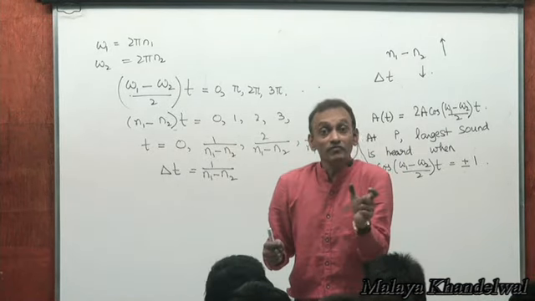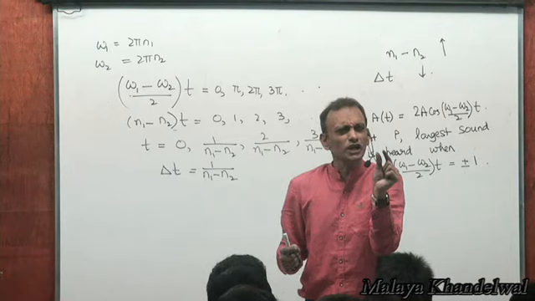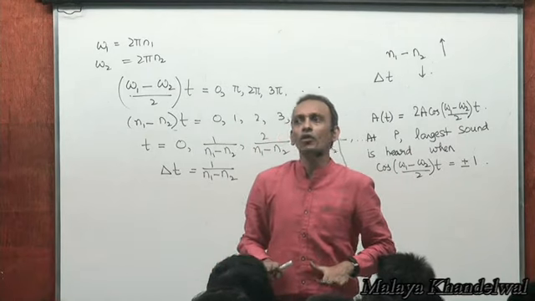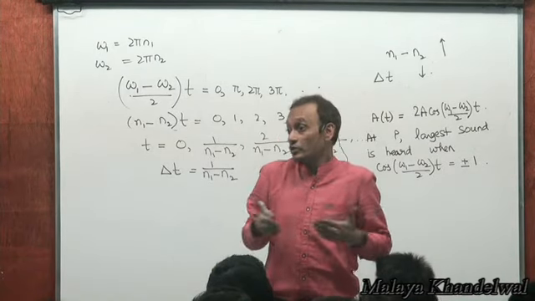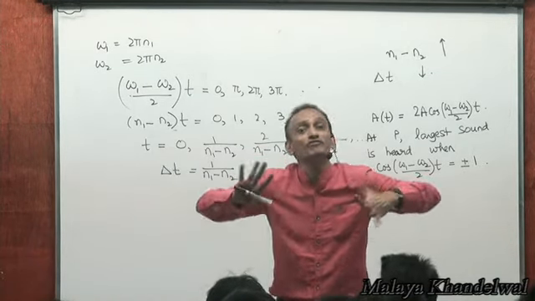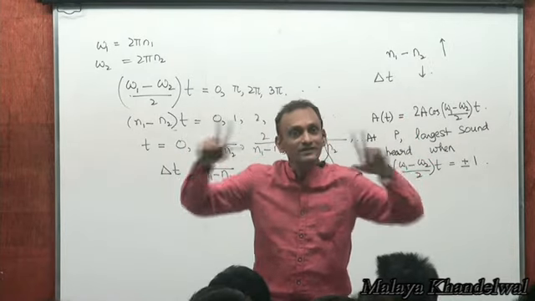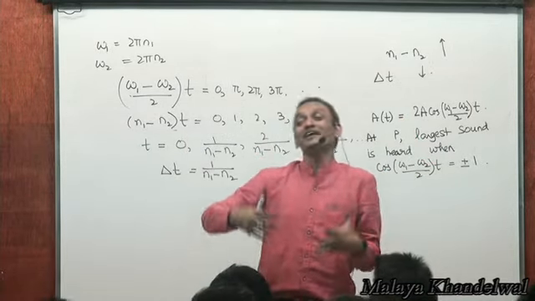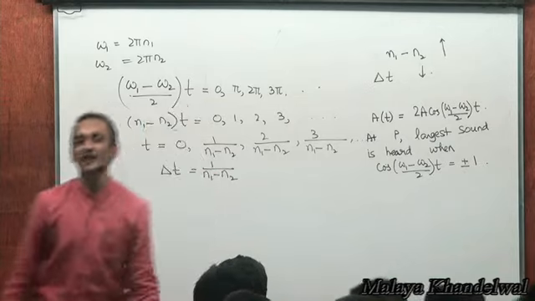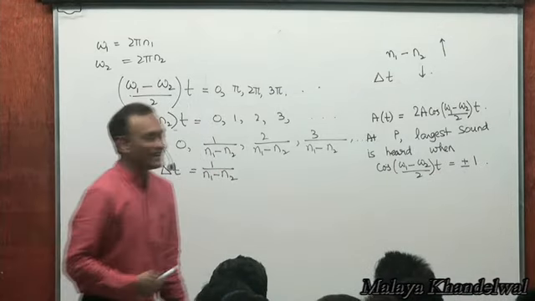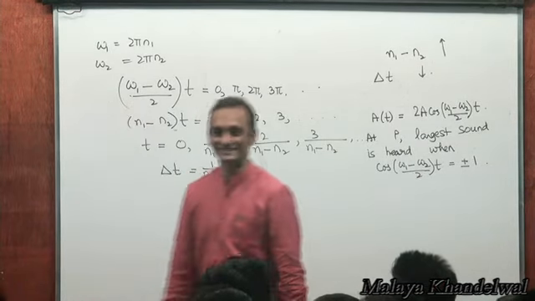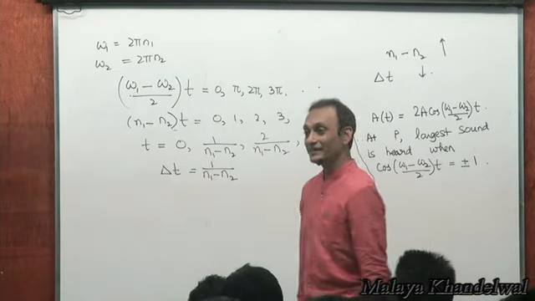Eventually, if N1 minus N2 gets to a certain value, then delta T becomes so small that the interval between two large sounds becomes so small that you will hear almost like a monotone. Because the separation between two large sounds is really small, you can't distinguish between two large sounds. I'm sorry, I'm not able to create the exact musical effect I would have liked to, but as long as you can register what I'm trying to say, it should be okay. That's what you'll hear.